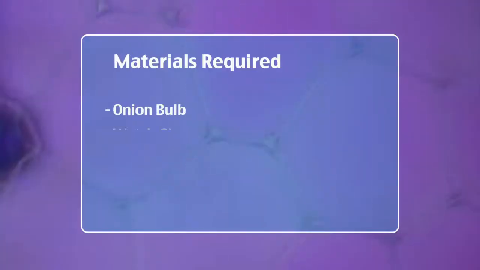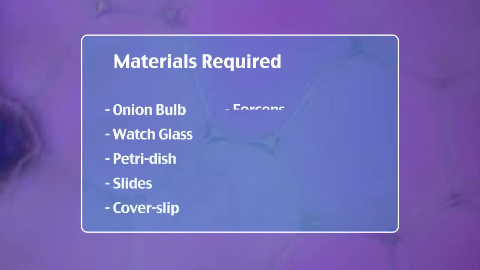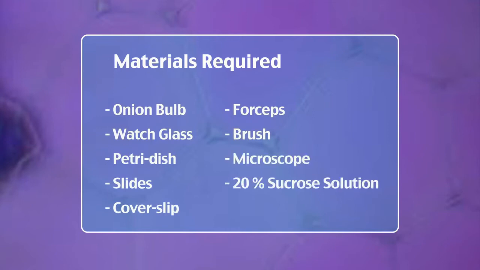Let us now see the materials required for the experimentation. The materials required include onion bulb, watch glass, petri dish, slides, cover slips, forceps, brush, microscope and 20% sucrose solution.